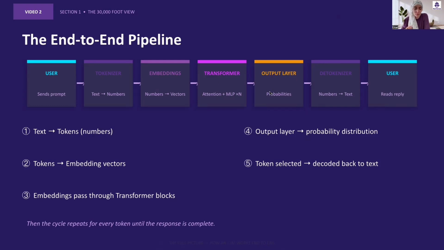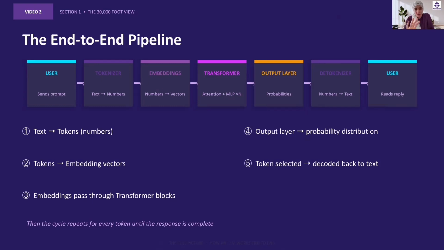Then we have the fourth step. The output layer produces probabilities. After all these transformer blocks, the model outputs a probability distribution over every possible next token. Which word is most likely to come next? That's the question that we try to answer.